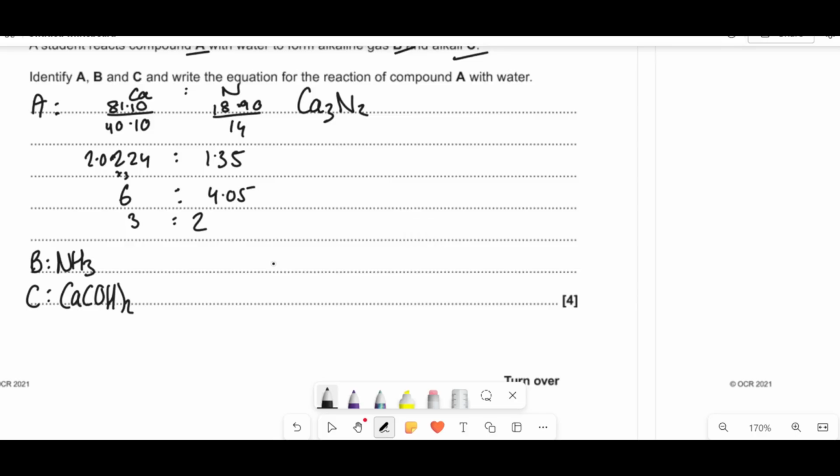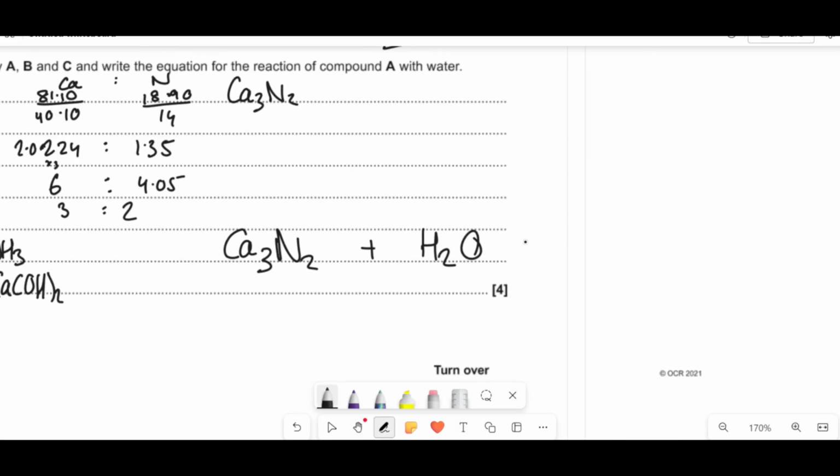And everything else. So I know definitely, it's told you we're reacting A with water, which we know is Ca3N2 plus H2O. Now it's reacting with water to produce, we've just worked out, NH3 and Ca(OH)2. Now we can balance every other element that's easiest to balance, right? 2 N's here, there's got to be 2 N's there. 3 calciums here, there's got to be 3 calciums here.